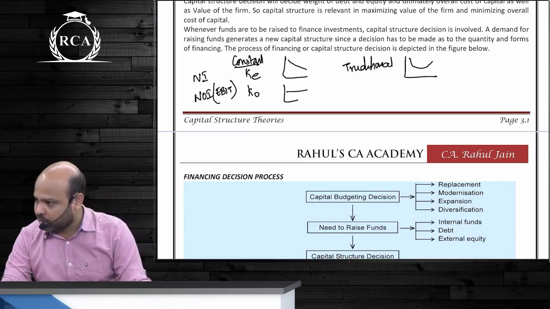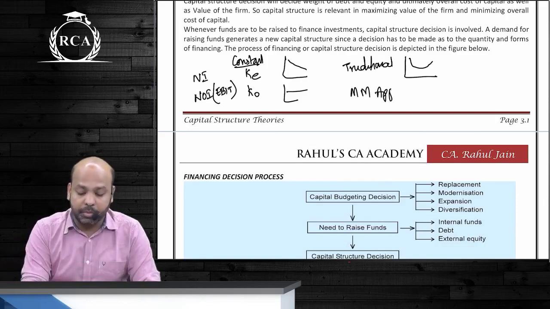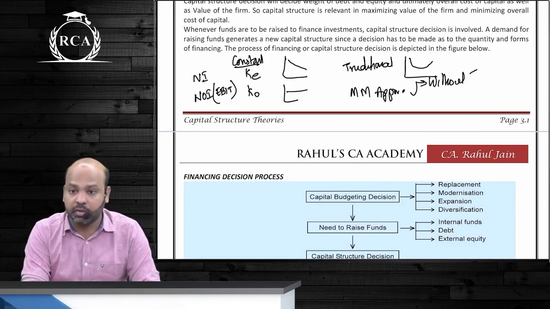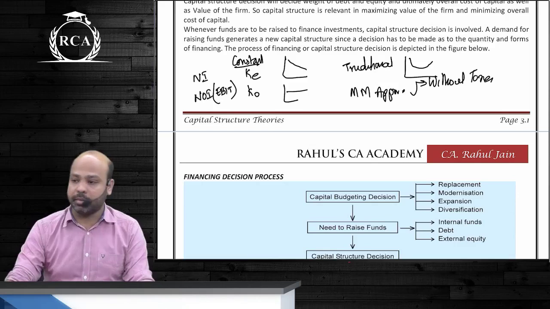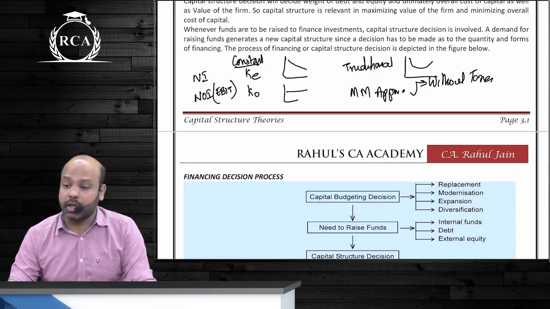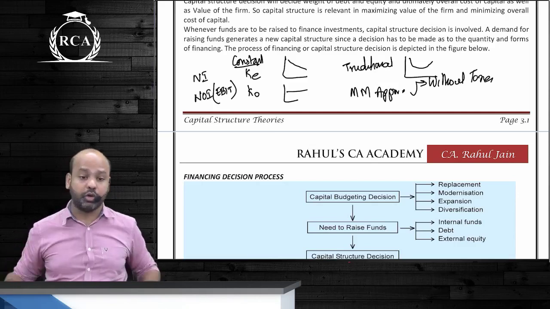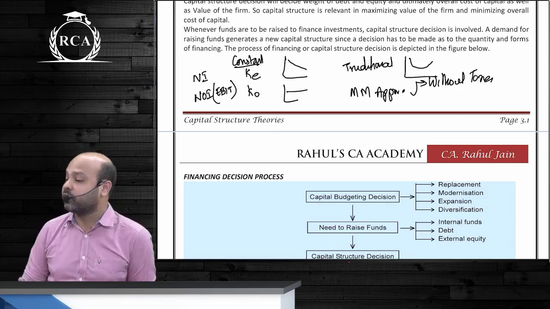These three theories. After this we moved on to MM approach. In MM approach, we did two things. One is without taxes, one is with the taxes. Without taxes, MM approach is exactly the same as NOI approach. It does not matter, guys, what is the level of debt or equity. Your overall cost of capital is going to remain constant.